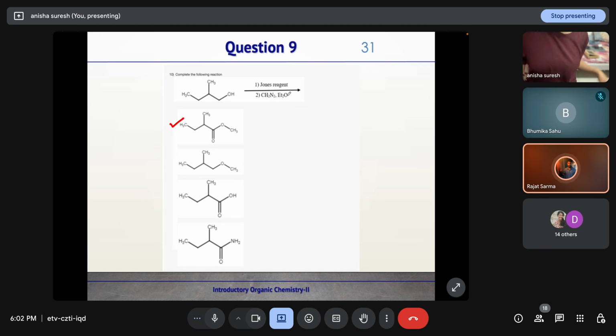Ma'am, actually, the second step, will it lead to formation of carbene such that the oxygen attacks the CH2N2, it forms CH3? I will show the mechanism. One second. Sure, ma'am.